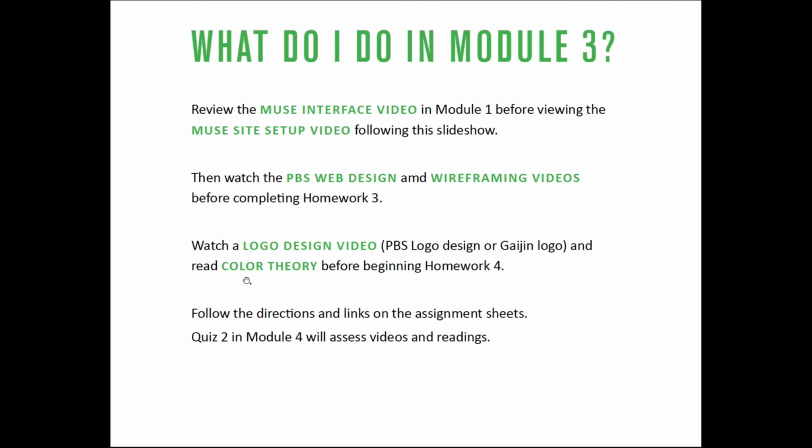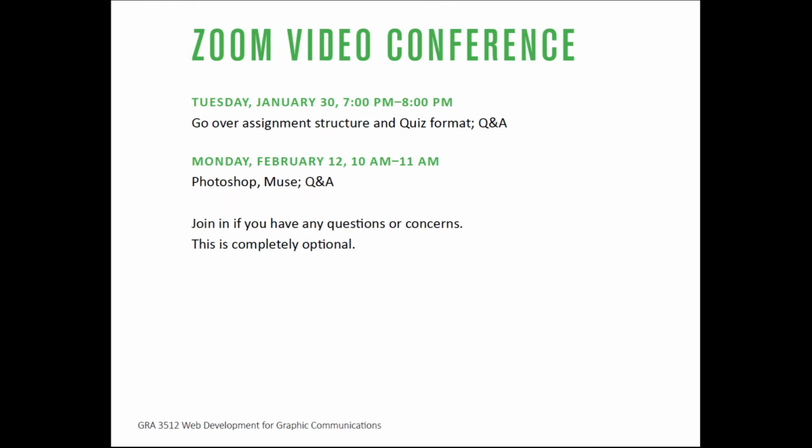And then be sure to read the color theory reading, which is posted as a file on our course page in this module. So be sure to download those assignment sheets and follow the directions. These videos are linked on the assignment sheets. And you will be quizzed in Module 4. We'll ask some questions about these videos and the reading. So be sure that you watch those.